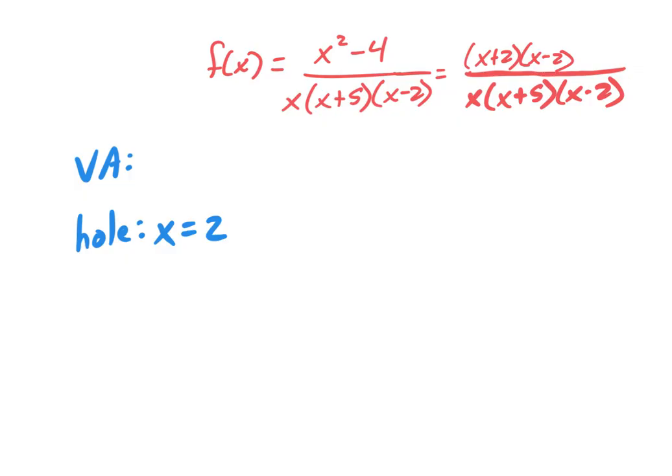Okay, my vertical asymptote then, because this is a hole, we can't use it for the vertical asymptote. So the other two factors that I have left on bottom would be my vertical asymptotes. So that would be x equals 0, because x is all by itself right there. And then x equals negative 5. So it has two vertical asymptotes, it has a hole.